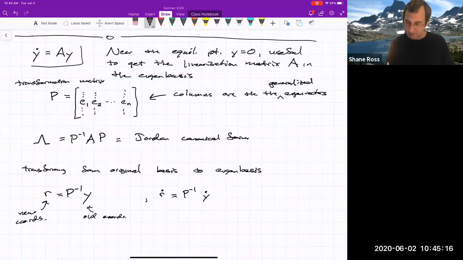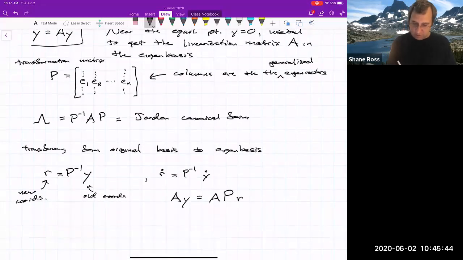And we've got Ay equals what? So if R equals P inverse Y, then this equals A P R. And what we get is that Y dot equals AY transforms into R dot equals P inverse A P R.